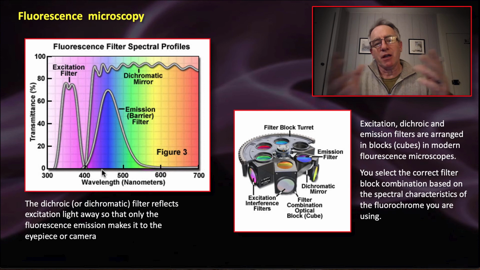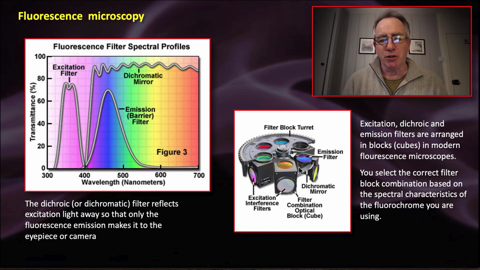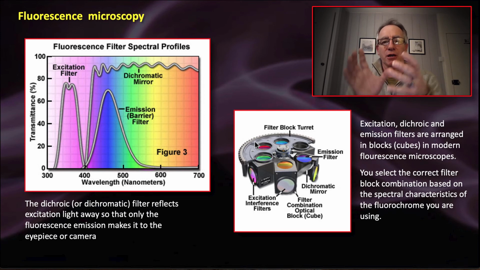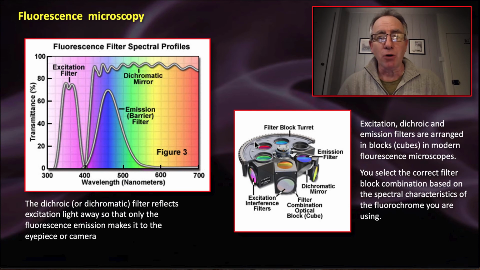So if you've got a fluorochrome that emits in the blue region, you would want to use one specific filter cube set up. If you've got one that emits in the green region, you would use a different filter cube. One in the red region, a different filter cube. The modern microscopes have many, many different filter cubes, and you just spin the one into place that you want. Or in fact, you push a button and the turret automatically rotates to the one that you want.